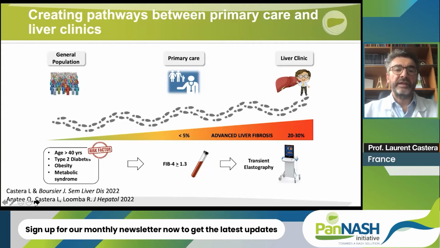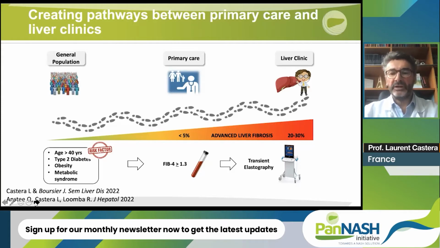And for this, you need to start with a very simple test, easily or widely accessible, very cheap. And the best tests that qualify are serum biomarkers. Among serum biomarkers, FIB4, which is composed of age, transaminase, and platelet count. If FIB4 is below 1.3, the likelihood of having advanced fibrosis is very low, and these patients do not need to be referred to a specialist. On the other hand, if FIB4 is above 1.3, they should undergo a second examination.